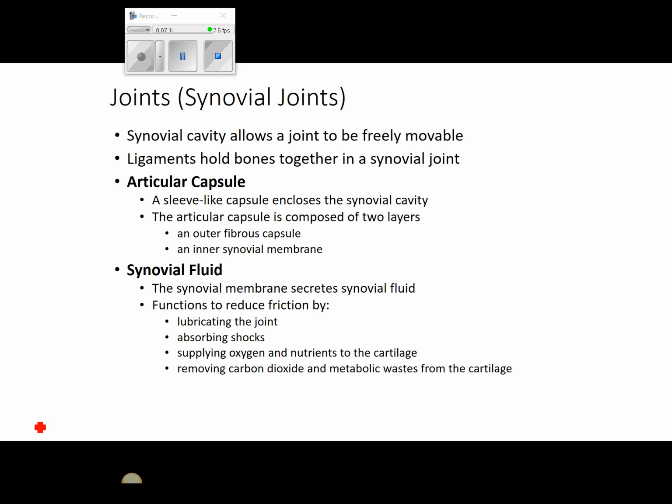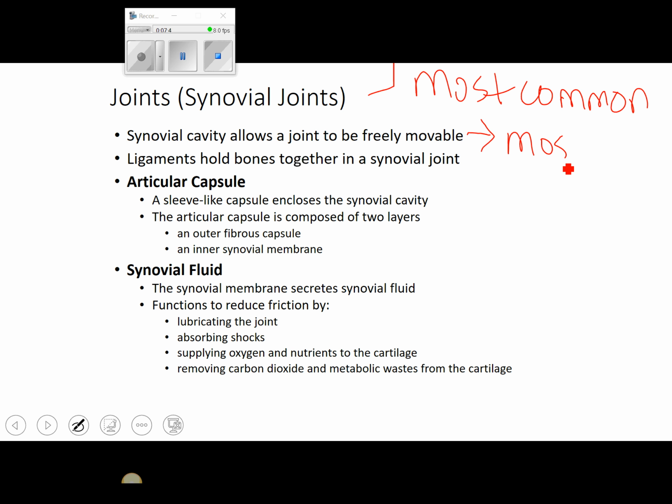Synovial joints. Of course, the synovial cavity allows a joint to be freely movable. It has a space between the two articulating bones. Ligaments hold the bones together in a synovial joint. The synovial joints are going to be the most common, and they're also going to have the most movement.